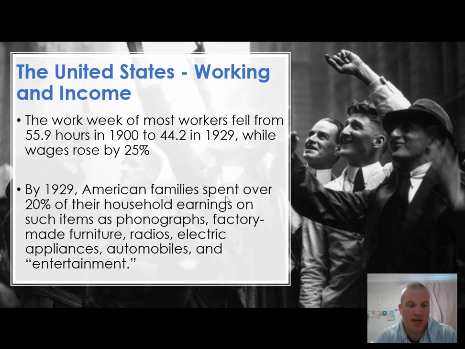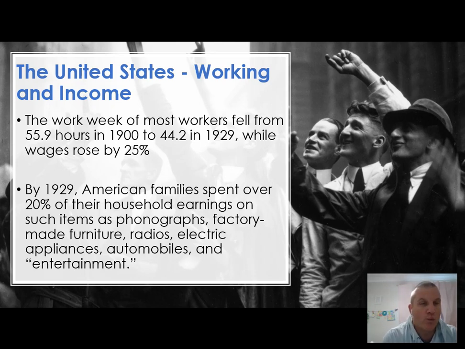Another thing that changes is working conditions and the amount of money people are making. The people working in factories and shops before the 1920s would work 55, 56 hours a week. By the end of the 1920s, they're working 44 hours. But at the same time, their wage is actually increasing by 25%. In other words, they are working less but getting paid more.